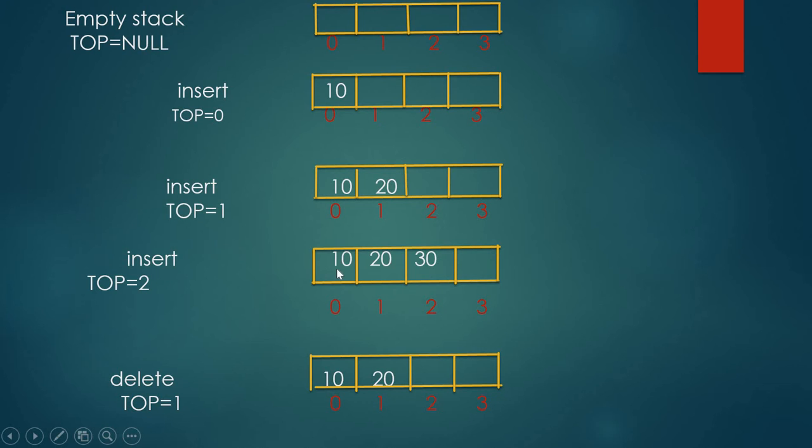Now first we have inserted 10, then 20, then 30. Which is the last inserted element? 30. So in the next deletion process, which one is deleted first? 30 is deleted first. See, 30 is removed from the stack. For that, top is decrementing to 1.